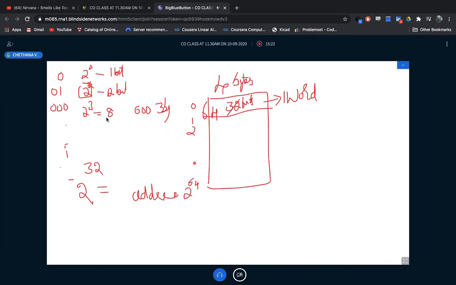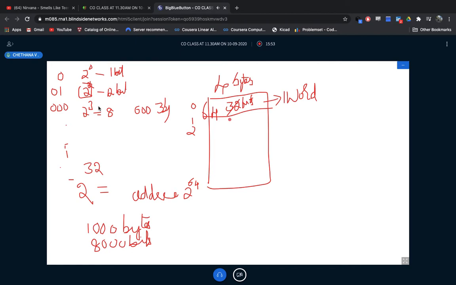Suppose my question to you is, suppose 1 KB. What does 1 KB mean? 1000, right? Your data is 1000 bytes. 1000 bytes is equal to how much in bits? 1000 into 8, that means 8000 bits. That is 1 KB. 1 KB means 8000 bits.